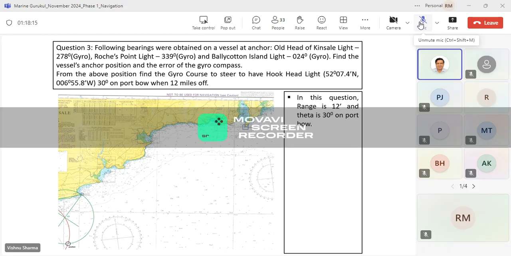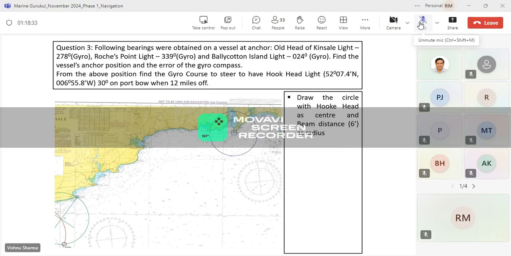Now let's do this question. In this case, the range is 12 miles, theta is 30 degrees. So the beam distance is 6 miles. Now you'll open your compass 6 miles, and with Hook Head Light as the center, you will draw this circle. Okay. Now guys, in geometry, we know from any external point, you can draw two tangents. That means either this will be the CTS or this will be the CTS.